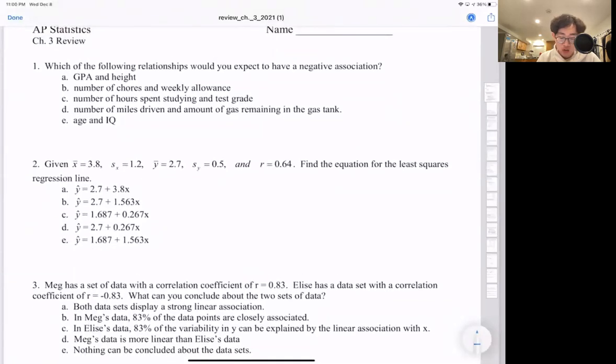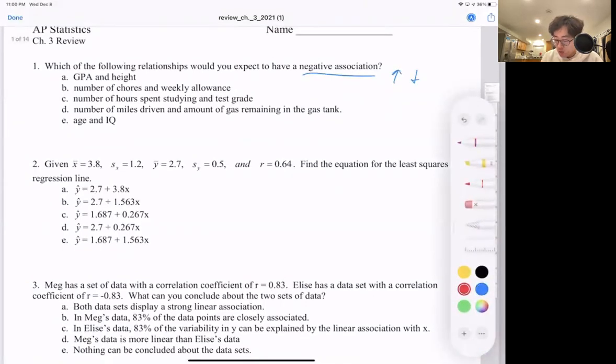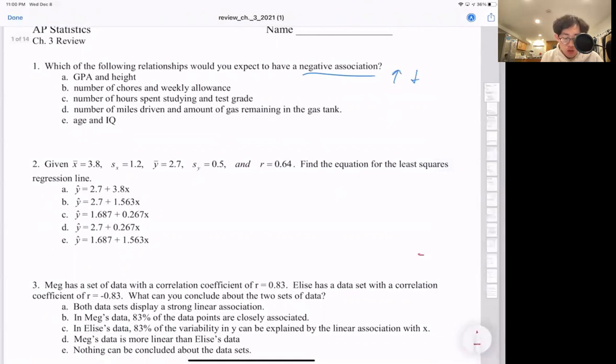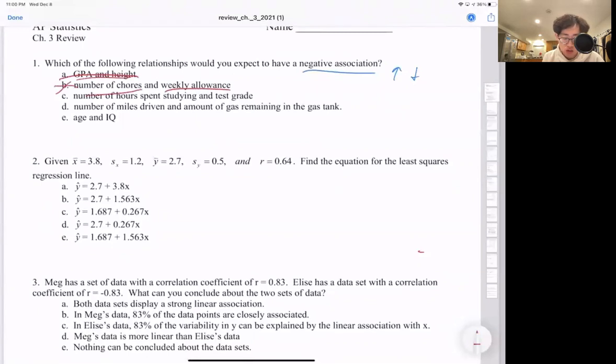Which of the following relationships would you expect to have a negative association here? Negative association means as one increases, the other one decreases. We did this a long time ago together, but GPA and height, just read that over and think about it. Do they have any association? I don't think so. Number of chores and weekly allowance: the more you do, the more you get for allowance, right? So that's positive association. Number of hours spent studying and test grade, again another positive association. Generally speaking, the more you study, the better your scores will be.